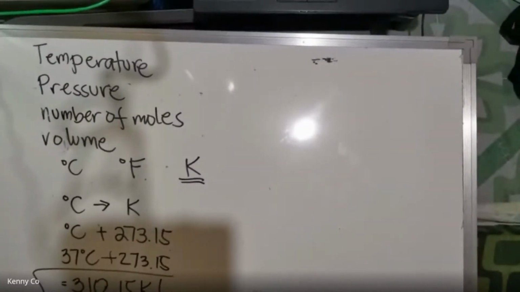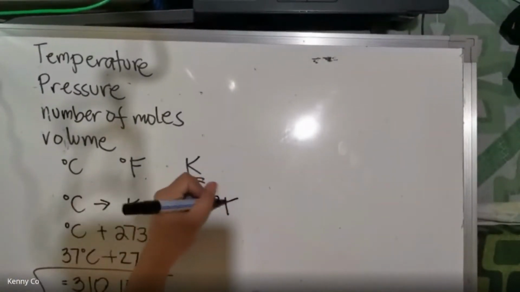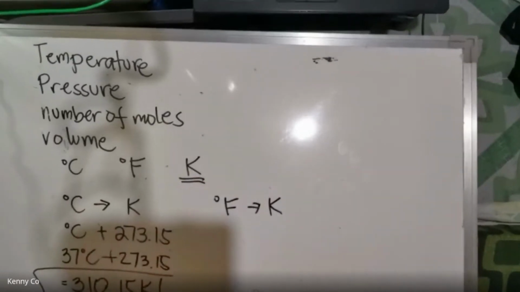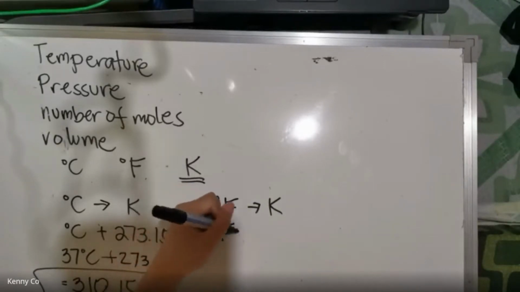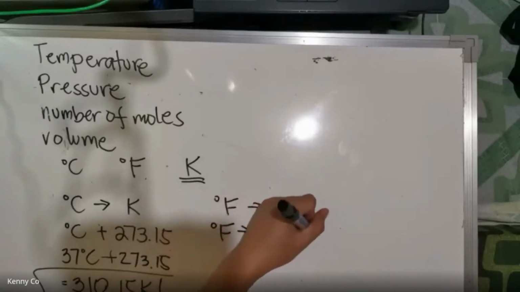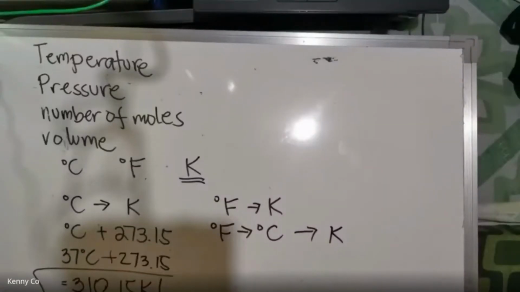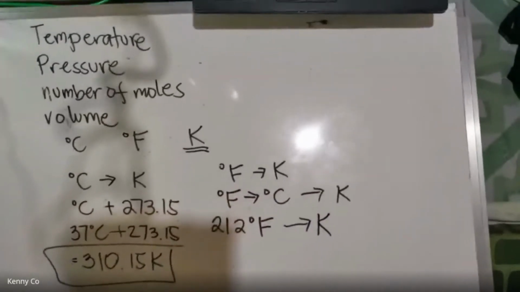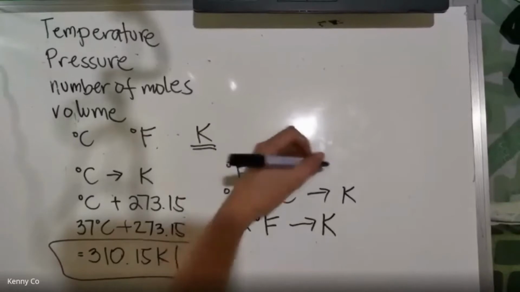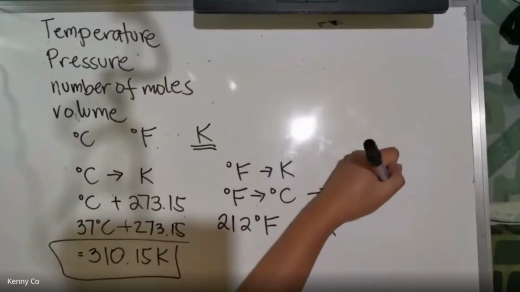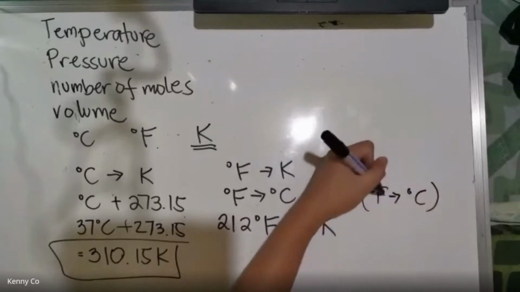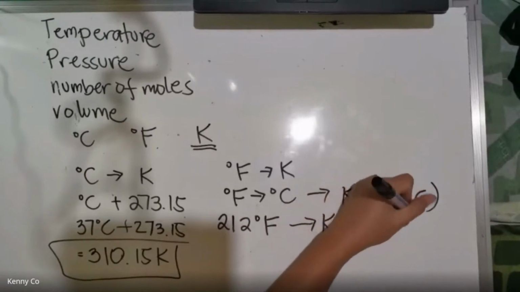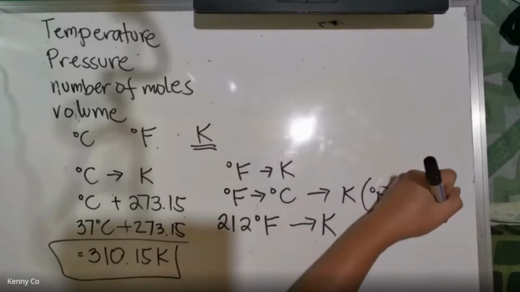Paano naman kapag from Fahrenheit to Kelvin? Degree Fahrenheit to Kelvin. We have no direct computation for this one, or we have no direct formula for this one. We have to convert first degree Fahrenheit to degree Celsius, and then degree Celsius to Kelvin. So for example, we have 212. How do we convert this to Kelvin? Una, degree Fahrenheit to degree Celsius is equal to degree Fahrenheit minus 32, and then divide all of that by 1.8.